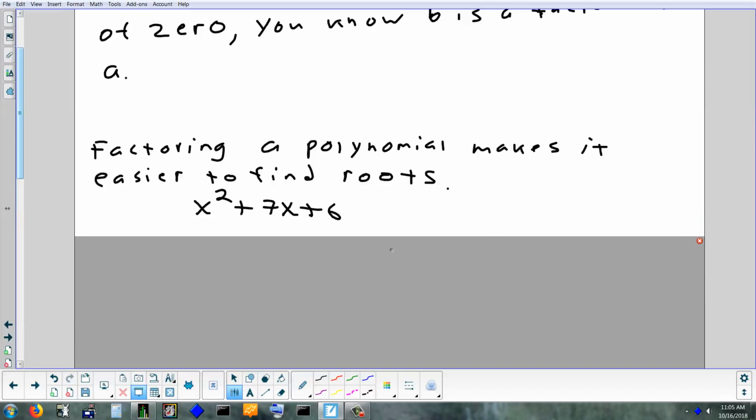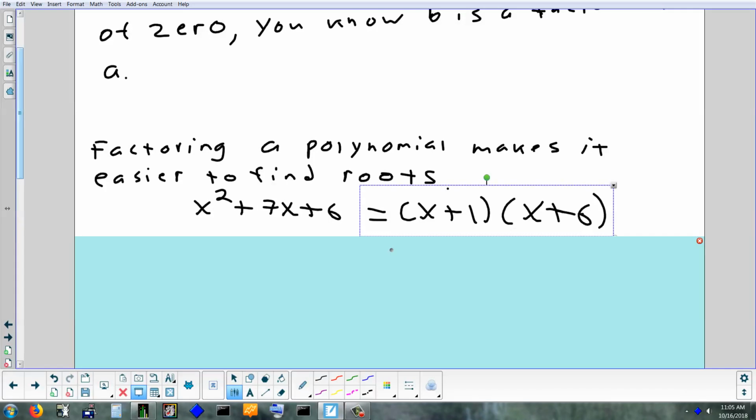But if I wrote it this way, and I said, tell me what number you could plug in for x to get 0 in the first parenthesis, it would be -1. What number could you plug in for x in the second parenthesis? -6. The reason it's so much easier with the parentheses is because it's factored. So that's why we factor. It makes it easy to find the roots.